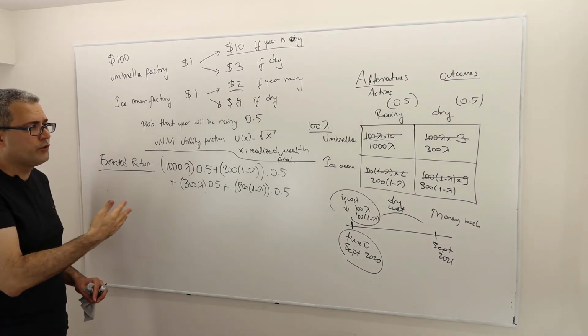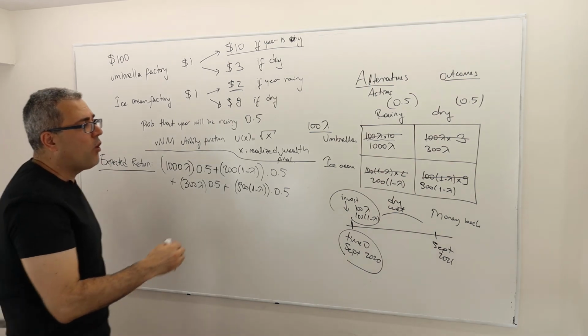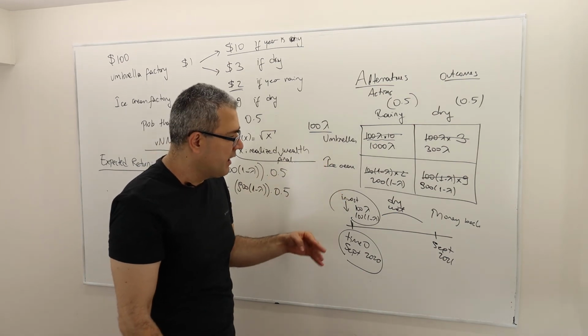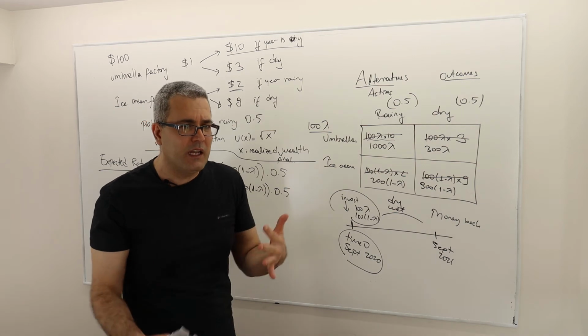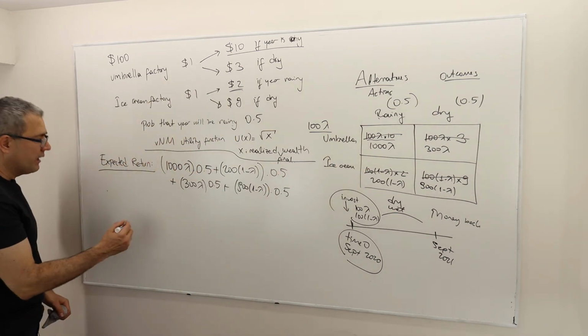I just wanted to show you both ways. You can actually just say, hey, why am I splitting umbrella versus ice cream? Because this guy is splitting his investment with lambda and 1 minus lambda anyway. So I just want to do it at the beginning.